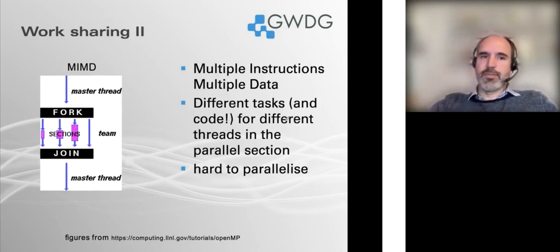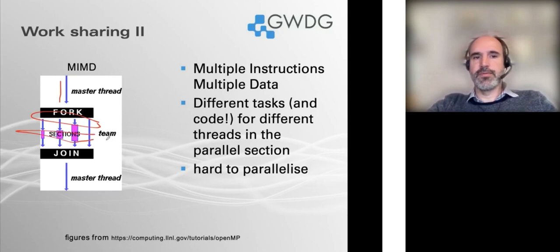Sometimes you actually have to go for something else, which is multiple instructions, multiple data. So you have the incoming master thread, and you create a set of threads, but you want these threads to do different things. So you have different instructions for different data, so multiple instructions, multiple data.